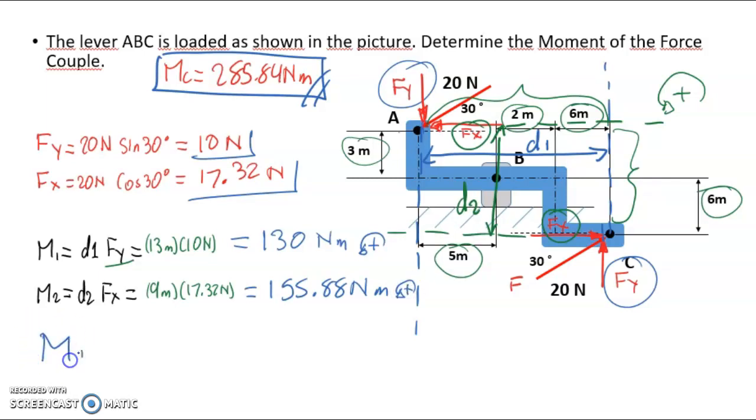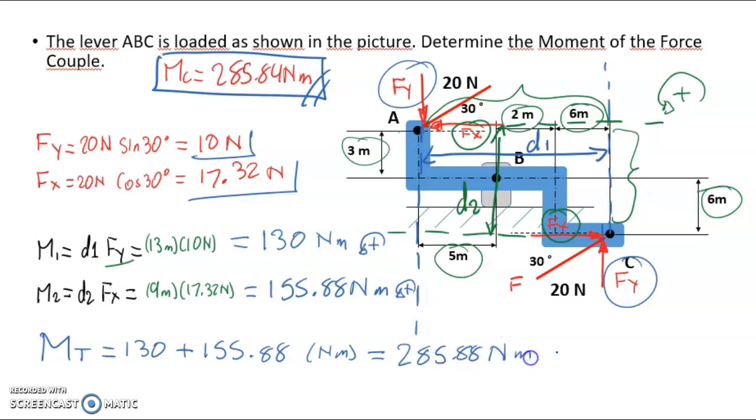That means the total moment is going to be 130 plus 155.88 newton meters. That will deliver 285.88 newton meters in a counterclockwise direction. That's going to be the answer. And if you look, it's pretty much exactly the same as the answer that we obtained from the last method. Only that here we only decompose the forces and look for the distances that we were already given.